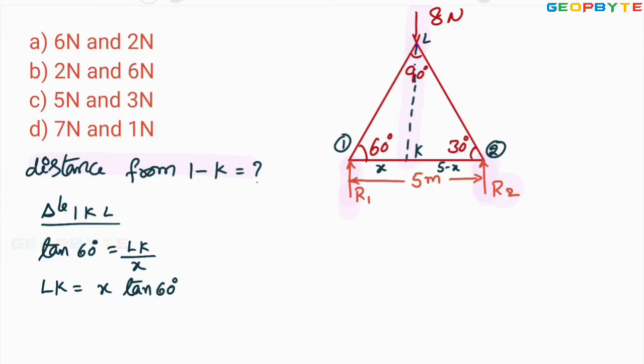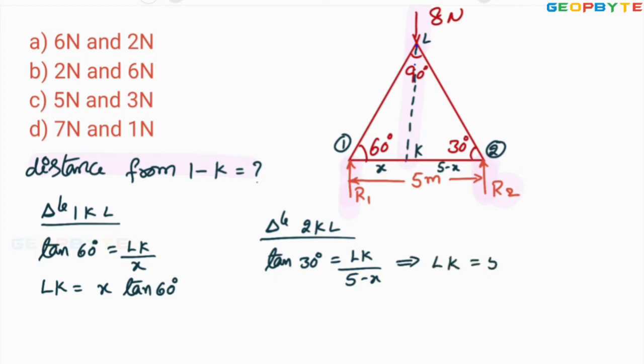Similarly, from the other triangle, that is for the triangle 2KL, tan 30 equal to LK by 5 minus x. From this I can write LK equal to 5 minus x into tan 30.